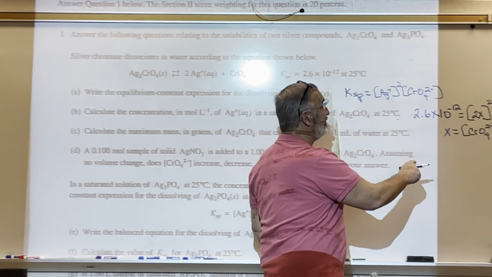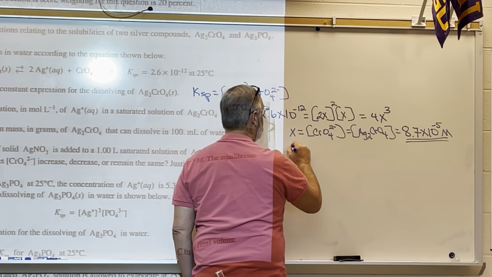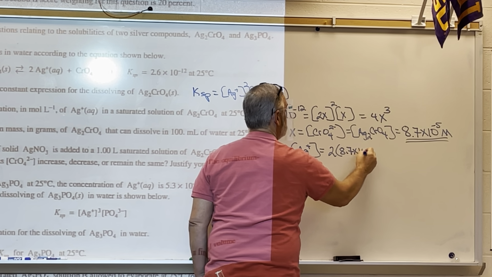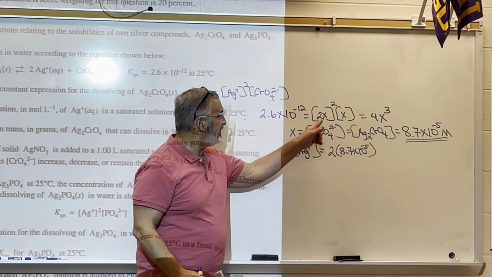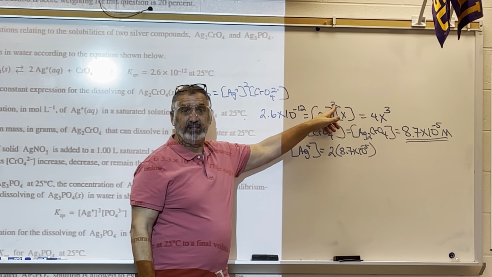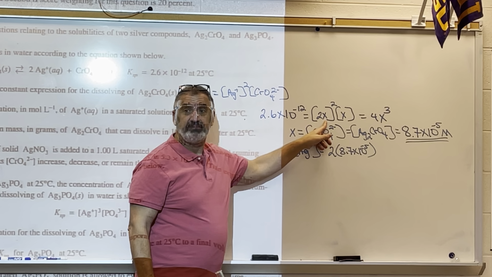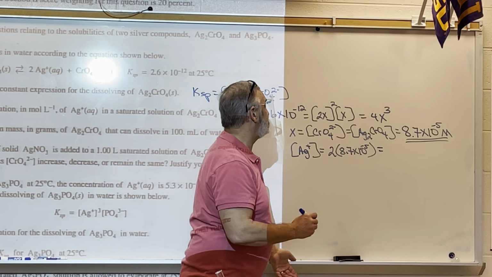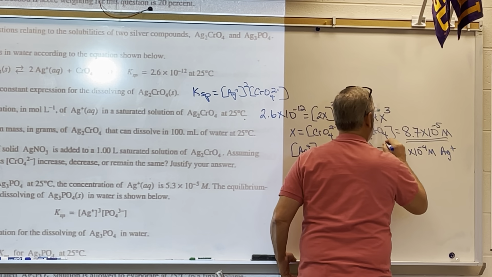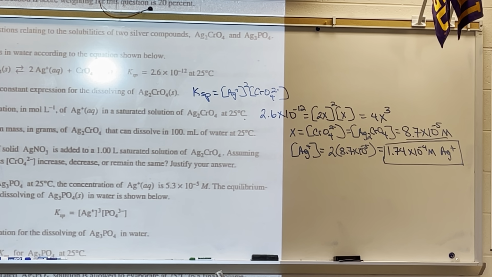So given all of this, that's nice, and we're going to need this value for the next one. But the silver concentration is going to be what? Two times that. Squared? Not squared. No, the concentration is just 2x. The concentration squared is for the Ksp. This is the concentration on the inside. So that's going to equal 1.74 times 10 to the minus 4th molar Ag plus. That's the answer to this question. Okay?